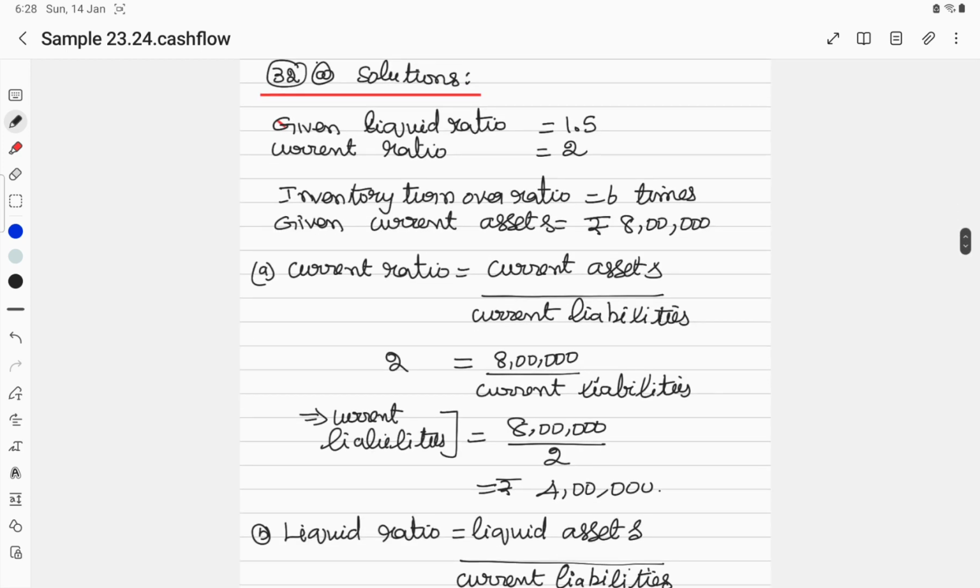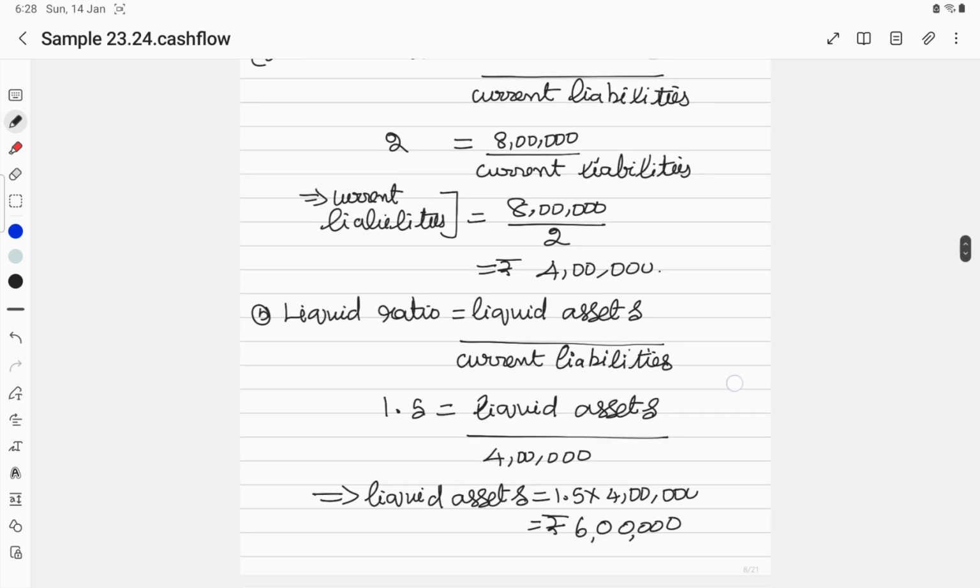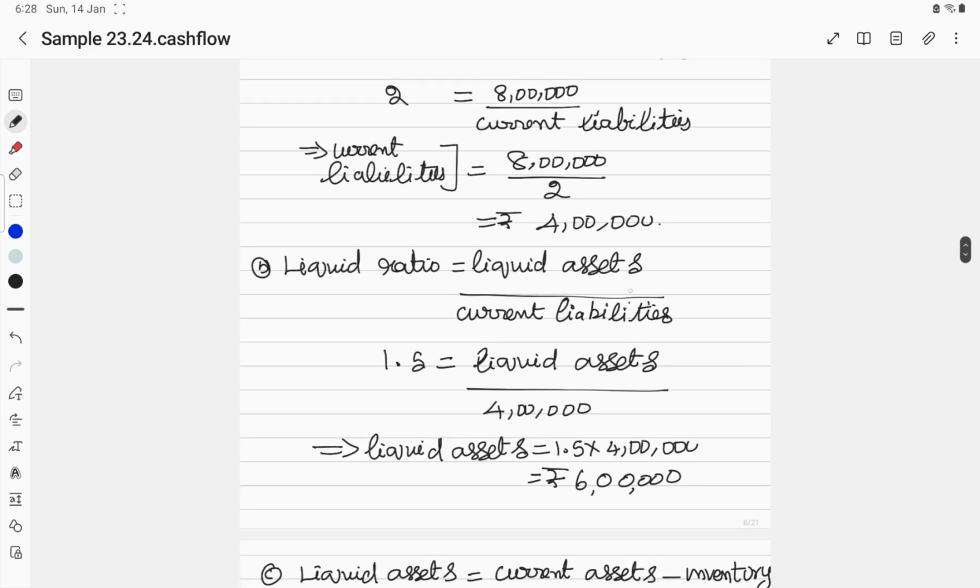Solution. Given liquid ratio 1.5, current ratio 2, inventory turnover ratio is 6 times. Given current assets equal rupees 8 lakhs. Current ratio is current assets by current liabilities. Here current ratio is given, current assets 8 lakhs is given, therefore current liabilities is 4 lakhs. Liquid ratio is liquid assets by current liabilities. Liquid ratio 1.5, current liabilities 4 lakhs, therefore liquid assets is equal to 6 lakhs.